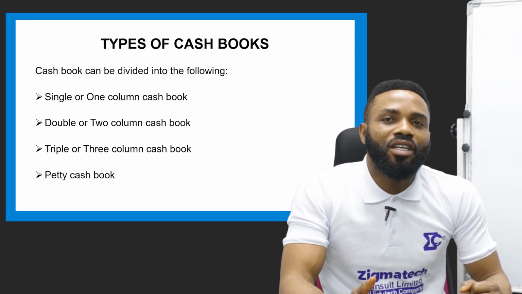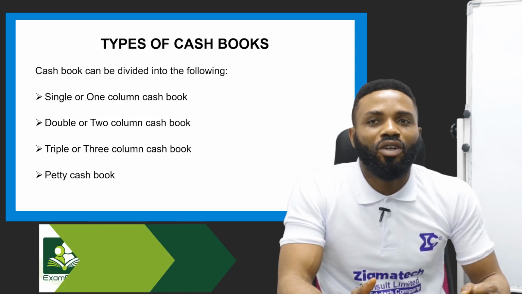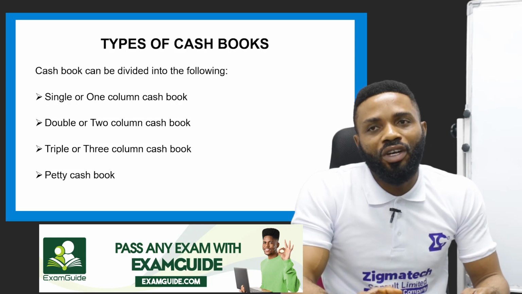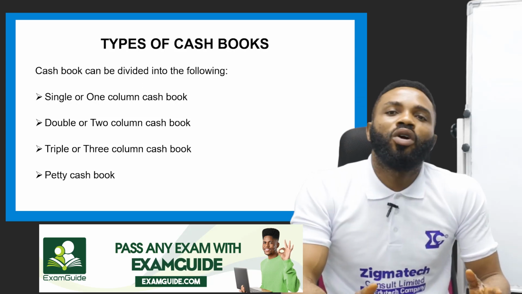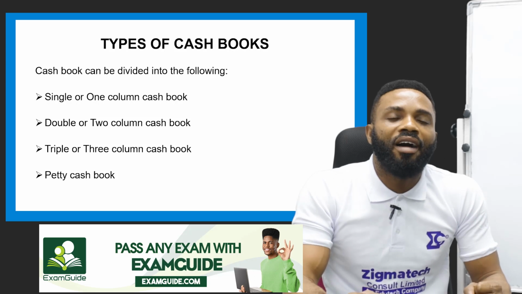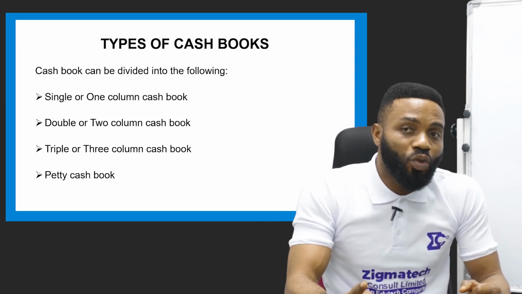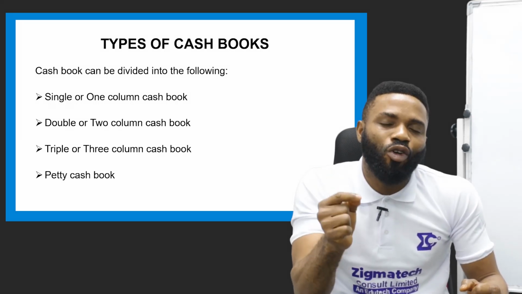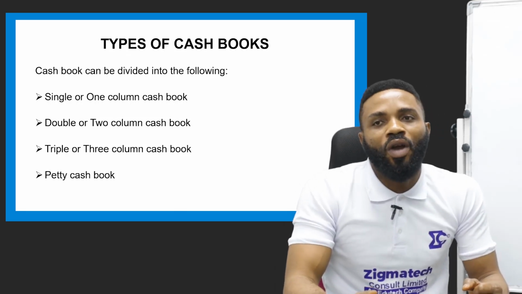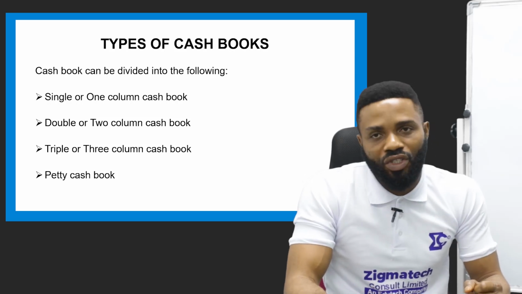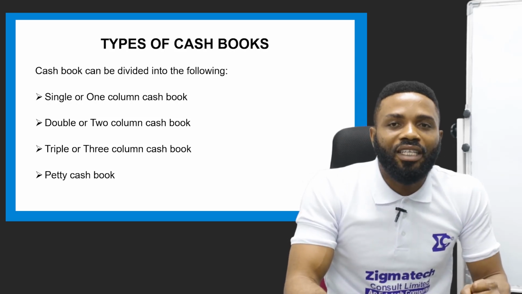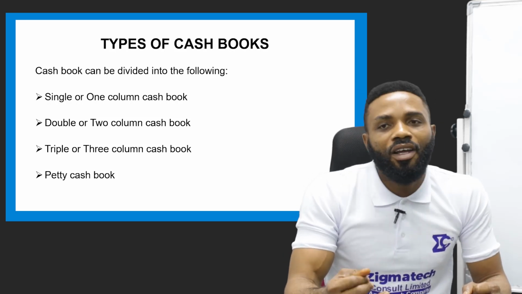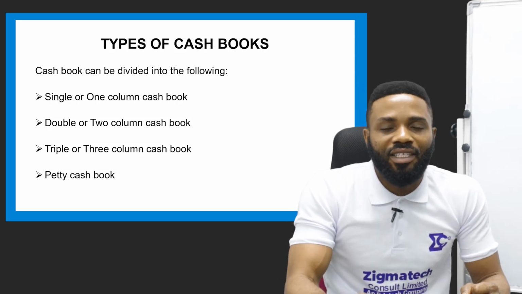When we talk about single or 1 column cash book, we are talking about a cash book that has just 1 column for the amount of money involved in the transaction. When we talk about double column cash book, we have a cash book that has 2 columns for the money involved. The 2 column cash book has an extra column called the bank column, where checks received and paid are posted. And then the third is a triple or 3 column cash book, which has 3 columns, 1 for cash, the second for bank, and the last for discount.